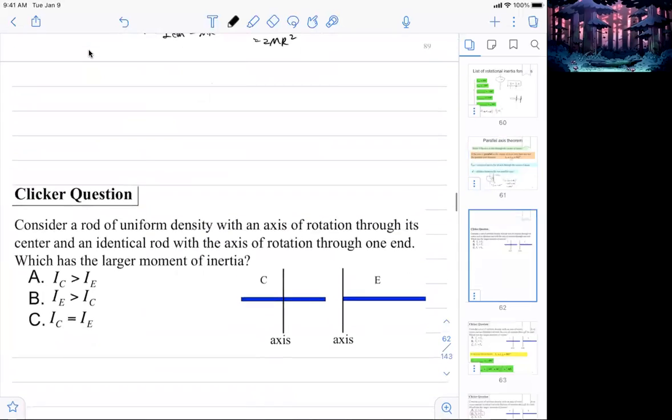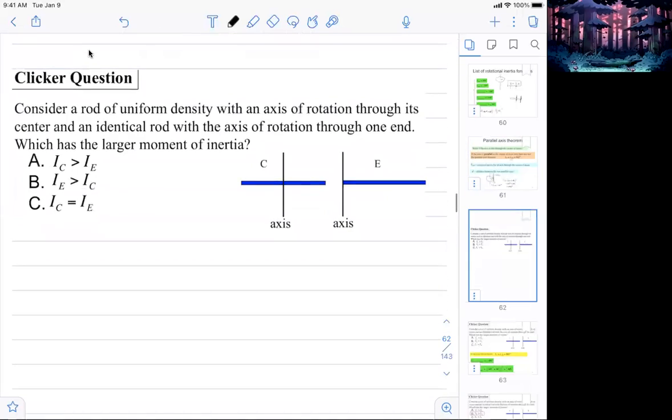All right, let's look at a quick clicker question. If I give you a rod, one axis is through C, through the middle. This is a uniform rod, of uniform density, or you can rotate it relative to one end, given by choice E. So through the end or through the center. How does the moment of inertia compare between these two cases? I'm going to go ahead and let you vote on this.